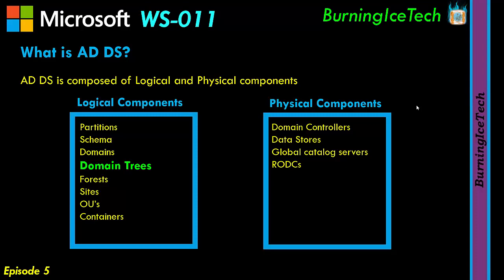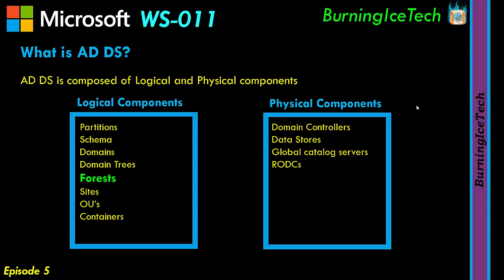What is a domain tree? It's a hierarchical collection of domains that share a common root domain and a continuous domain name space, DNS space. And then we've got forest. This is a collection of domains that share a common Active Directory root and schema, which have a two-way trust relationship.